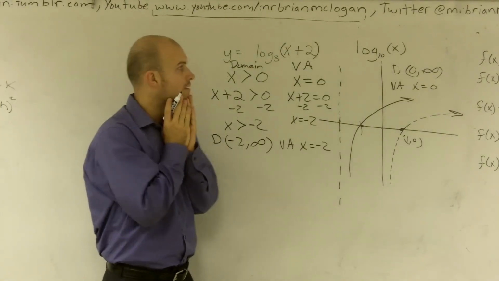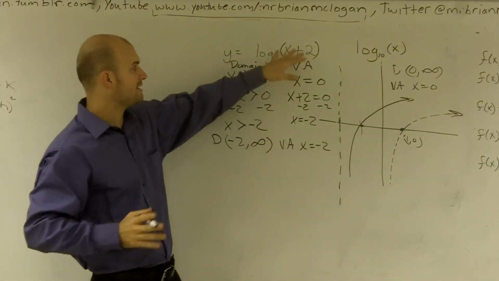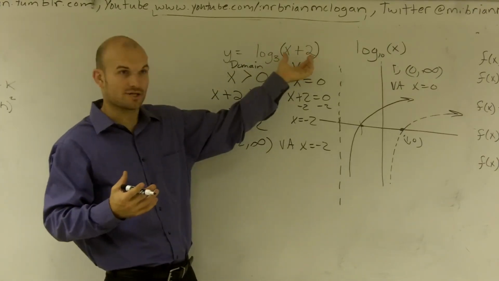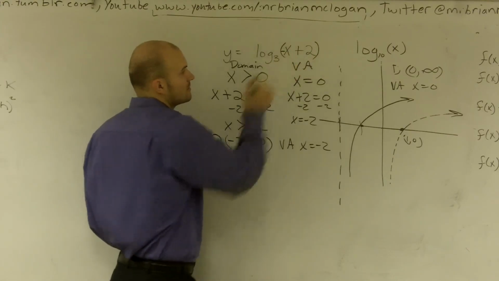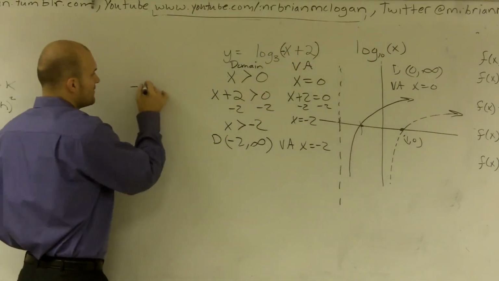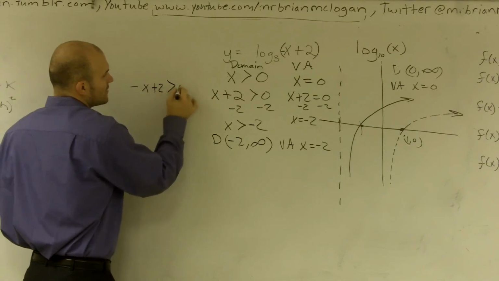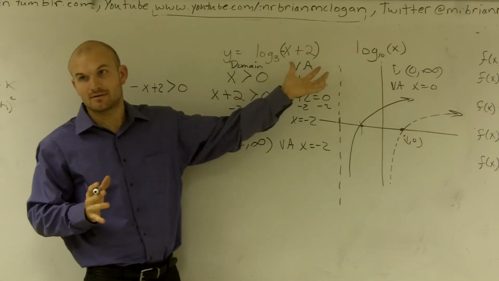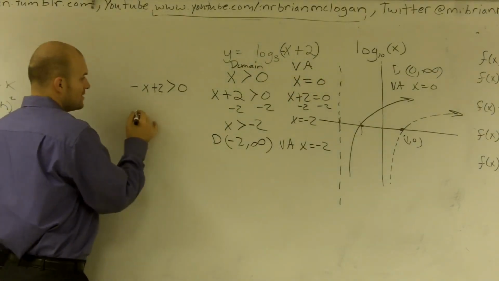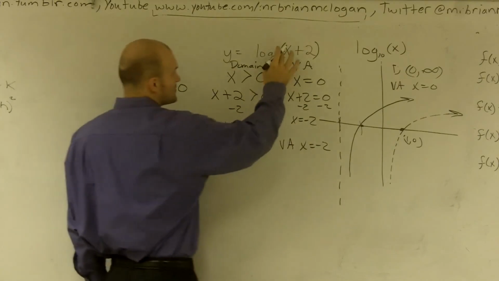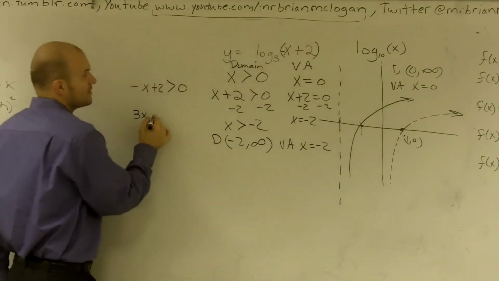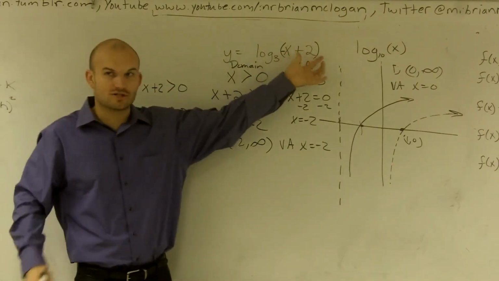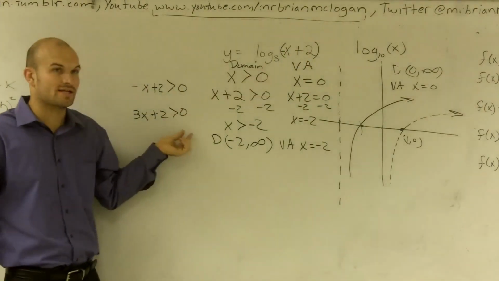If it was flipped, that means I'm going to have a negative x, right? I told you, just take whatever's inside of your function. So if that was a negative x, then I would have negative x plus 2 is greater than 0. Does that make sense? So just take whatever's inside of there. And if you have a 3x, if this was a 3 inside of there, then it'd be 3x plus 2 is greater than 0. Just take what's inside of your function, or what is your function, and set it greater than 0.